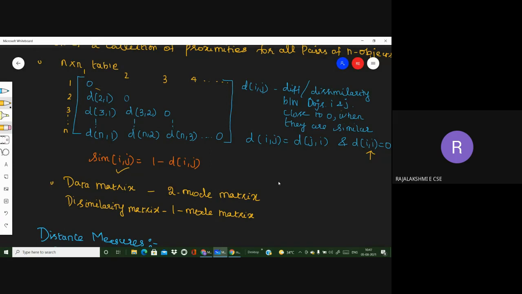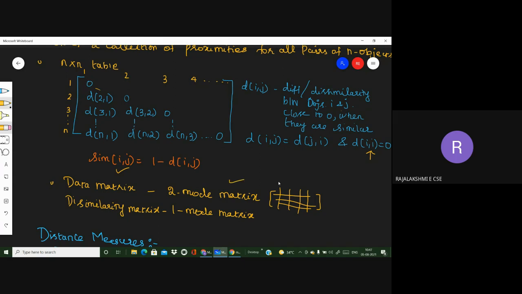What I will be representing in the data matrix? It is a mere table representation, yes or no? It will have two dimensions. What are they? The objects and the attributes. So we'll be representing the objects and the attributes in the data matrix. Therefore, it is two-mode.